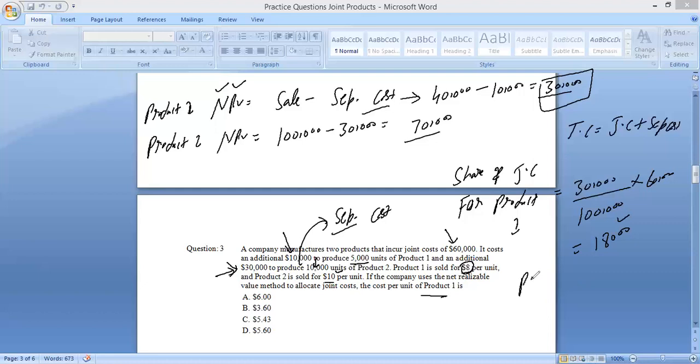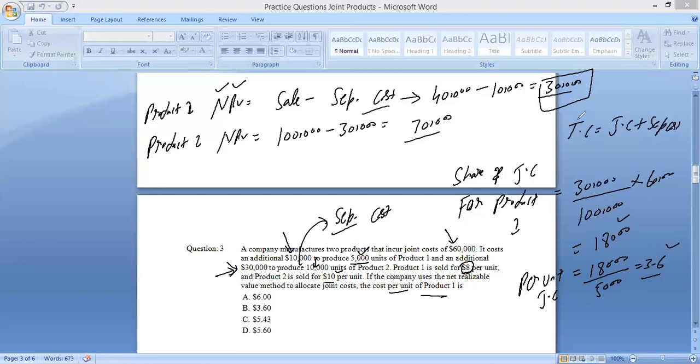How to get per unit joint cost, because he asked per unit. How many units are we producing? We are producing 5,000 units of product 1. So in order to get per unit, students, 18,000 divided by 5,000 units, we will get 3.6 per unit cost. This is the joint cost.